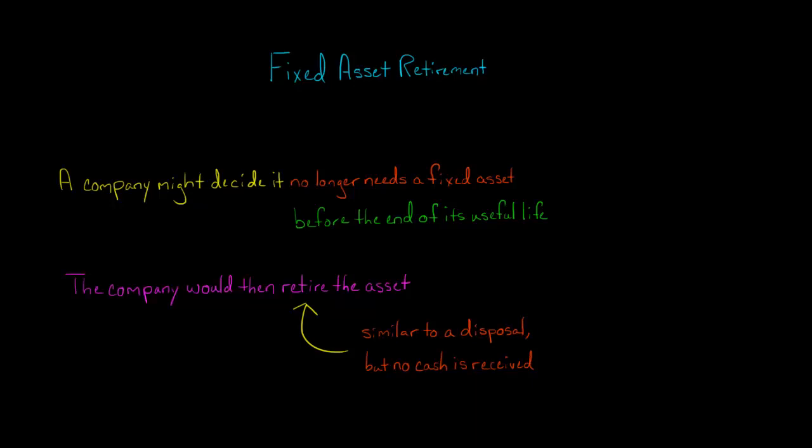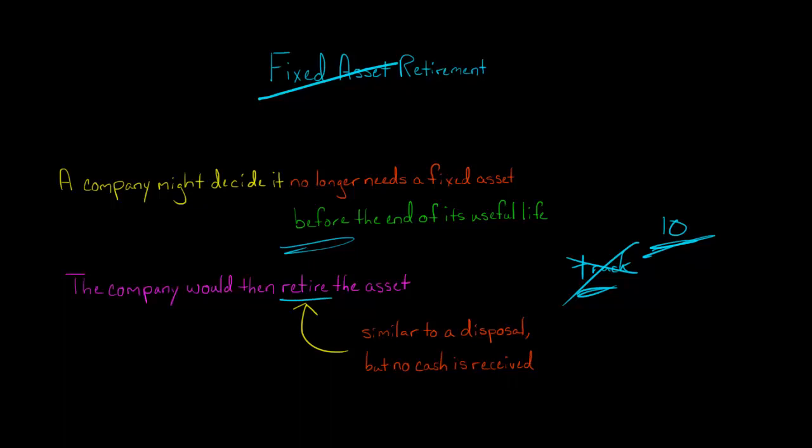Sometimes a company decides that it no longer needs a fixed asset before the end of its useful life. For example, a company might have a work truck that's part of property, plant, and equipment. They've been depreciating the truck over time, and they're expecting it to last 10 years, but then in year 6, year 7, year 8, sometime before the end of year 10, they decide, you know what, we don't need this work truck anymore. Maybe the truck broke down, they don't feel like fixing it, and so they are going to get rid of or retire that fixed asset.